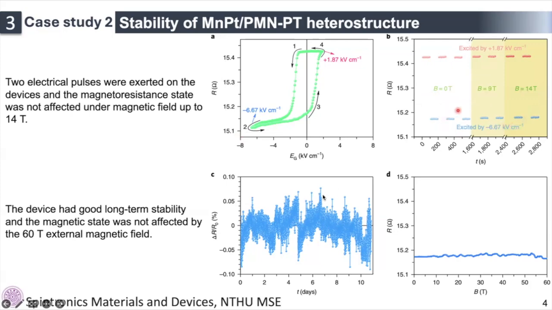Next, the device was tested for 10 days in air with a daily temperature variation of 3 Kelvin. The resistance state was stable with only 0.05% fluctuation. And this is much smaller than the commonly reported 1.66%.